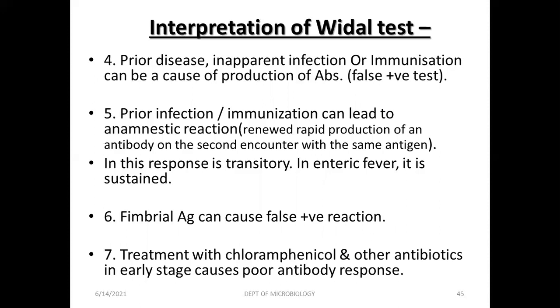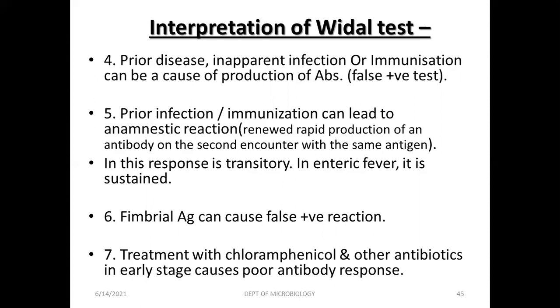In most places in India, a significant titer is taken as H agglutinin titer more than 200 and O agglutinin titer more than 100. Low titers should be ignored and considered as baseline titer in endemic areas. False positive Widal test may occur due to anamnestic reactions.